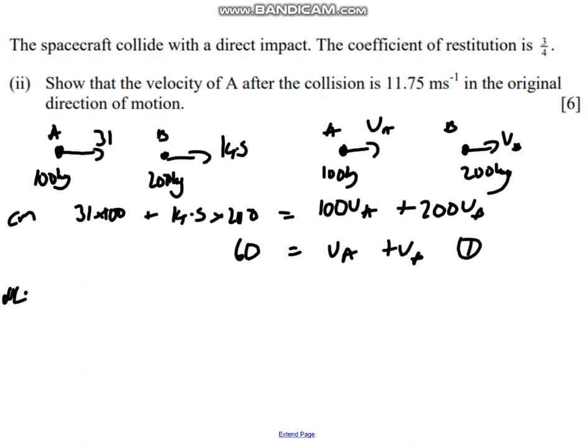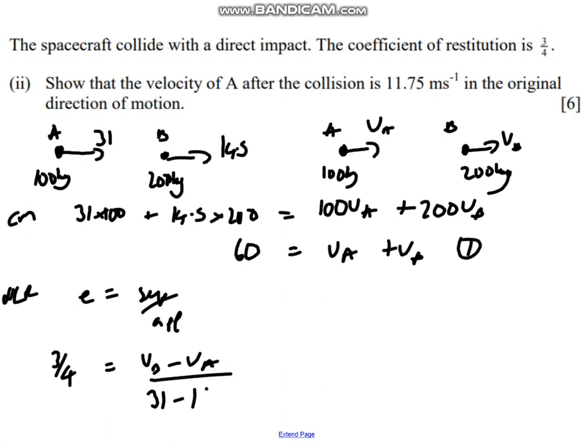We can also look at Newton's law of restitution, NLR, and we know that our e is equal to our separation speed over our approach speed. We're told e is 3/4. Our separation speed is going to be VB minus VA, and our approach speed is going to be 31 minus 14.5. This will simplify to give us 12.375 is equal to VB minus VA. Call that equation 2.